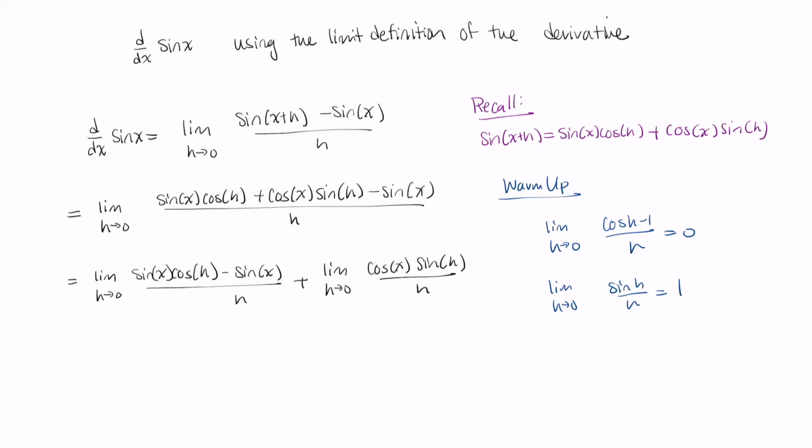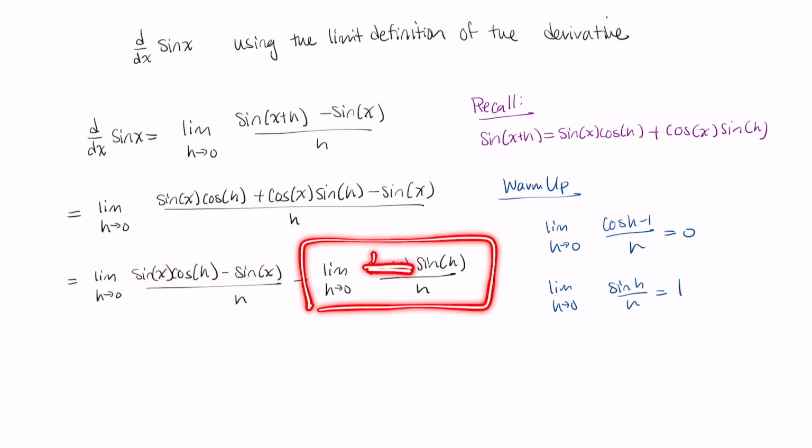Since our limits are all in terms of h, I can factor out the sine x from both of these terms, bring the sine x out front, and I'll have cosine h minus 1 remaining, divided by h. I can do the same thing here, that is, factor this cosine x out to the front, leaving just sine h over h.